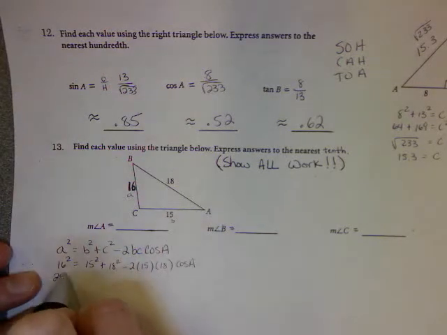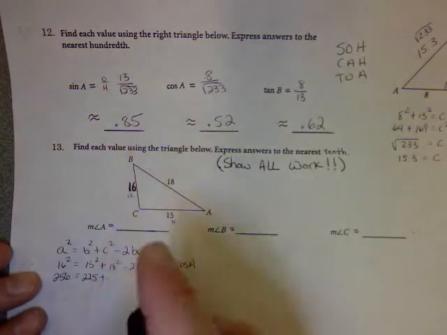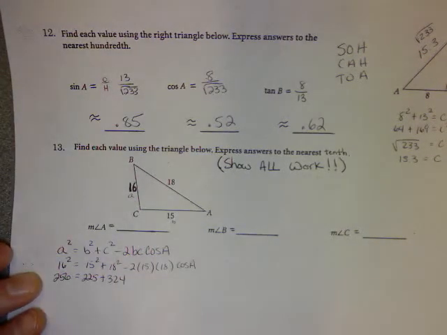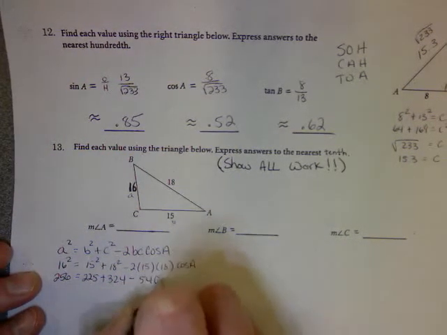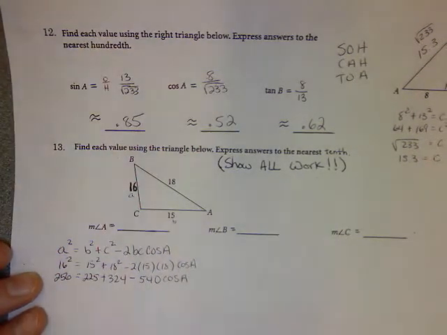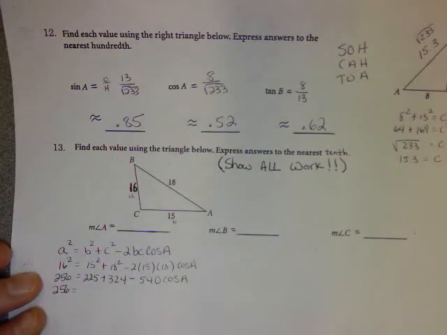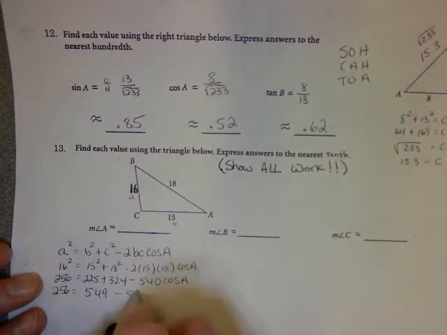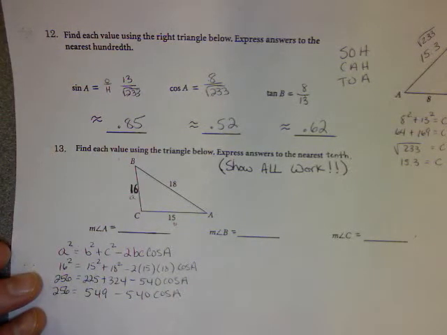is 256. So we have 256 equals 225 plus 18 squared, which is 324. And then we need to multiply 2 times 15 times 18, which is 540. So minus 540 cosine of A. So order of operations says we have to put these two together first. So 256 is equal to 225 plus 324, which is 549, minus 540 times the cosine of A. So I want to subtract over 549.